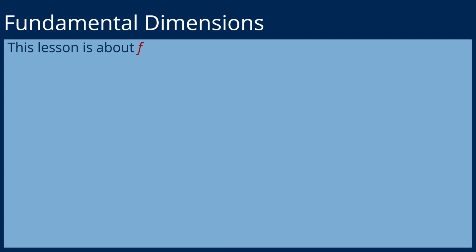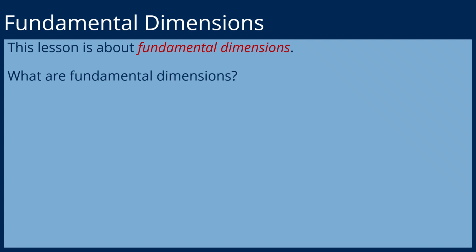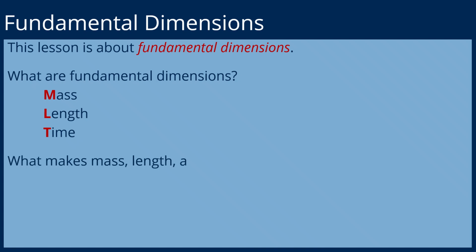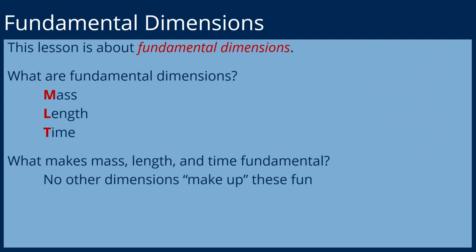This lesson is about fundamental dimensions. What are fundamental dimensions? Well, we have three of them: mass, length, and time. And we use the capital letters M, L, and T to indicate these dimensions. What makes mass, length, and time fundamental? Well, no other dimensions make up these fundamental ones.